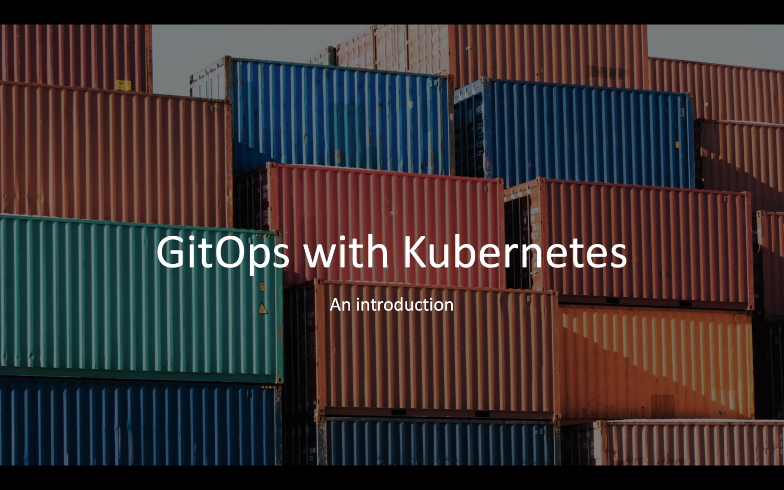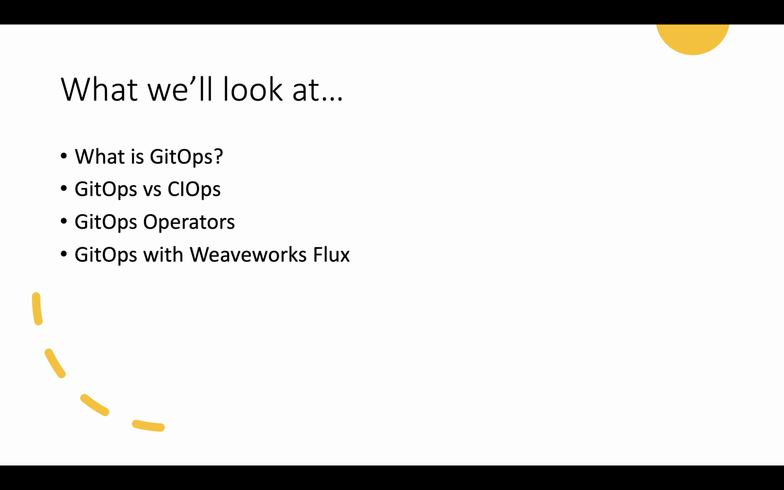Let's get started. What we look at today is, first of all, what is GitOps? We'll explain what it is and what it is not. We'll contrast it with traditional CI ops, or just call it your traditional CI/CD systems. And then to get GitOps to work, we have to have some additional software installed. They're GitOps operators, and we'll take a look at the ones currently on the market, which ones are interesting, and then we'll focus a little bit on GitOps with WeaveWorks Flux.